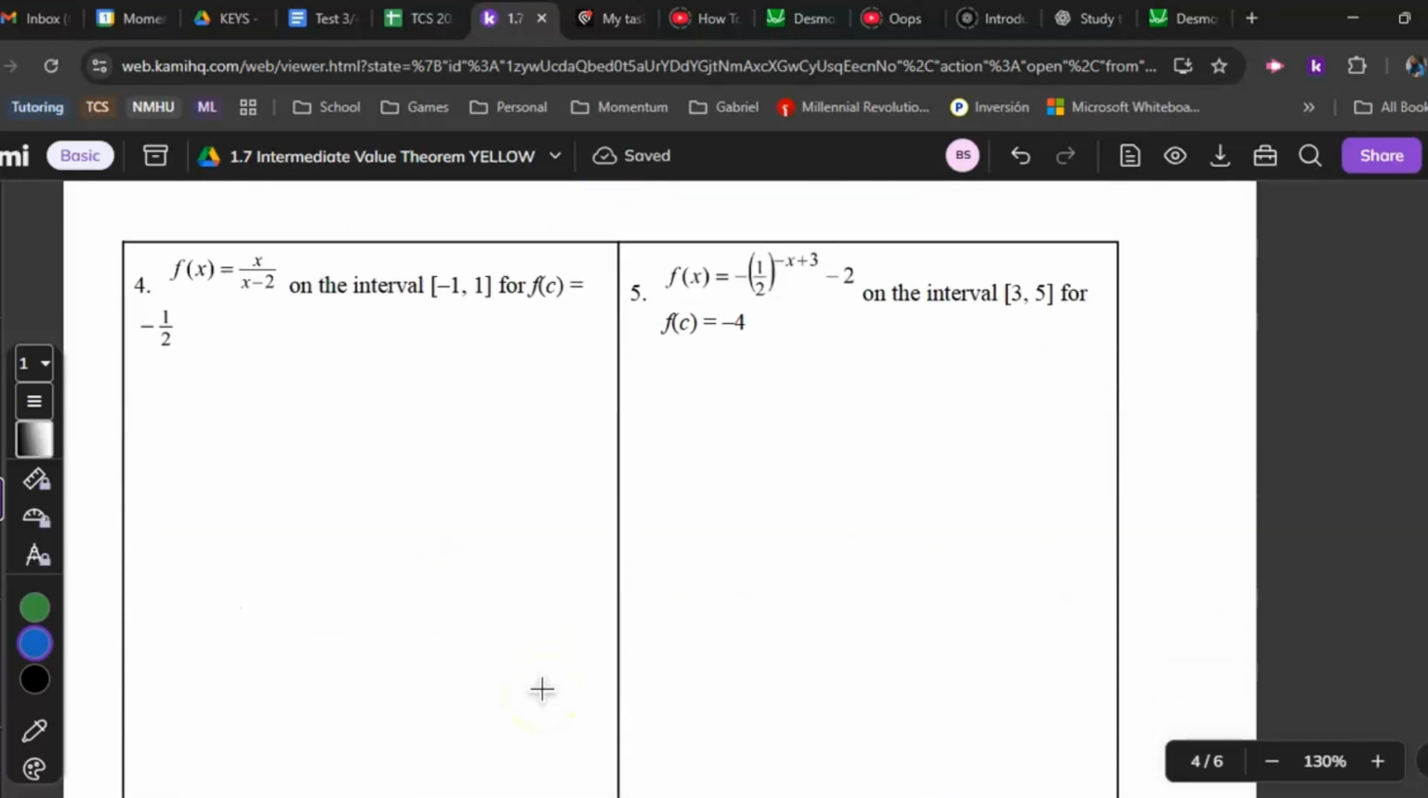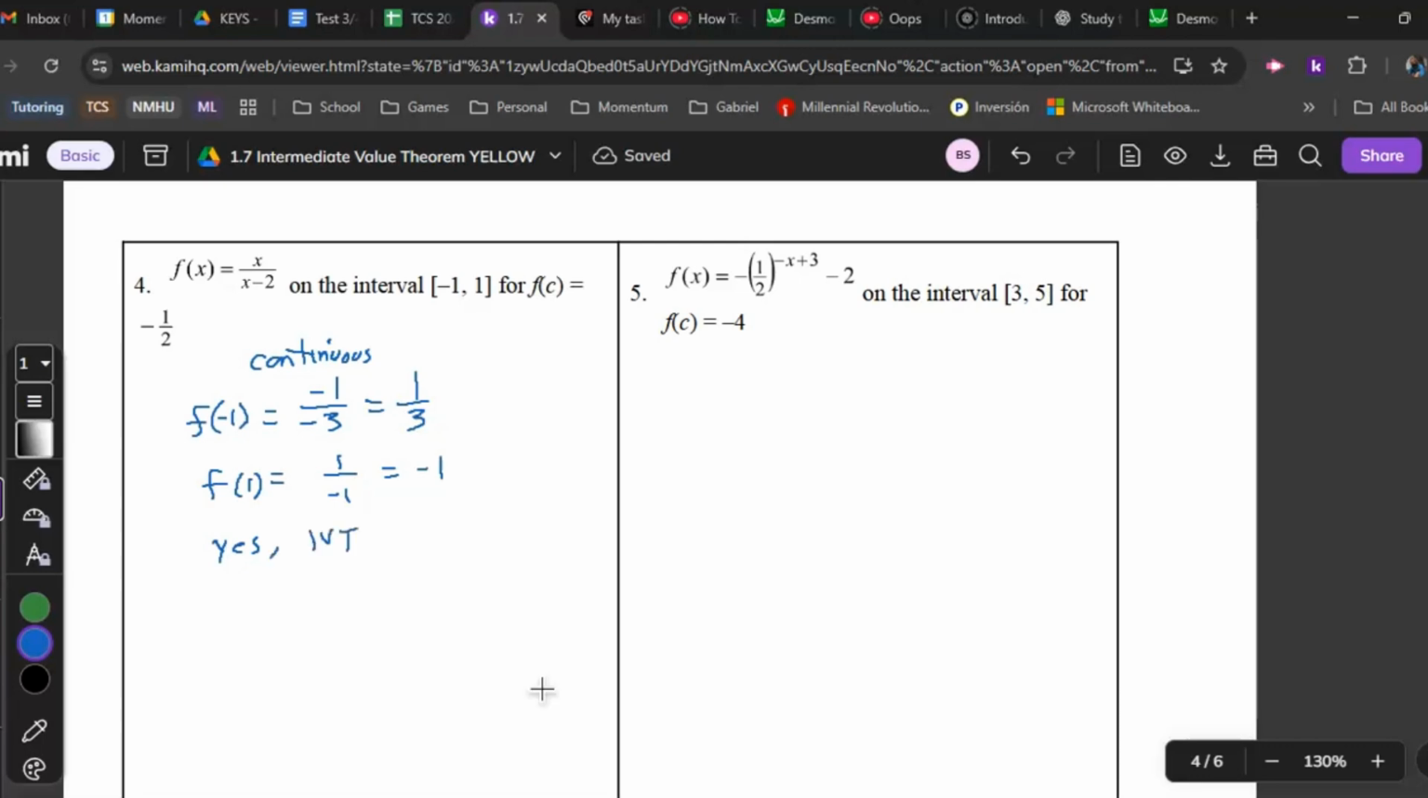All right, so I got another rational expression. Where does that rational expression not work? X plus 2, on 2, yes. I knew what you meant. Yes, at 2. Is 2 on our interval? No, so this is going to be continuous on our interval, so we're good. So then we just find our endpoints. f of -1 is -1 over -3, which is a third. And then we plug in 1, which is 1 over -1, or just -1. So there's our endpoints. Is f of c equaling -1/2 between there? Yes, it is. So IVT will work.